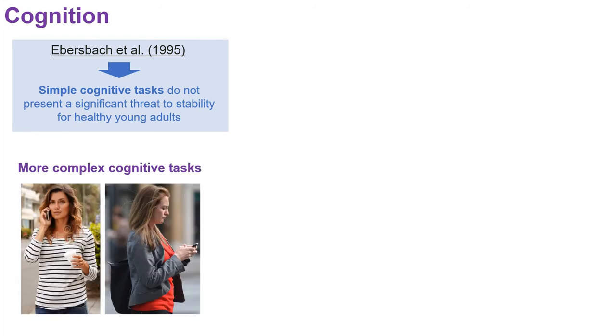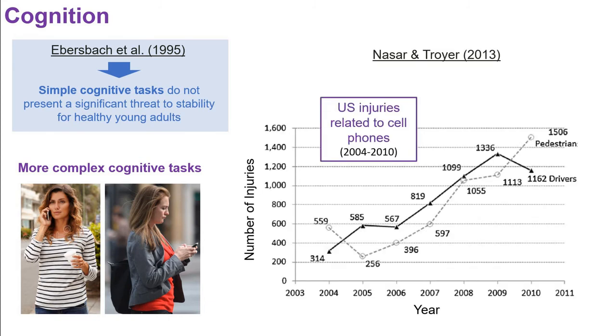But what about more complex and attention-grabbing cognitive tasks like cell phone use? Here we see some data from Nassar and Troyer, showing injuries in the United States that were related to the use of cell phones. The y-axis shows the number of injuries per year, and the x-axis shows each year. We can see that during a period of time where there was a significant increase in cell phone usage, there was an associated increase in both injuries to drivers associated with cell phone usage while driving, and injuries to pedestrians associated with cell phone usage while they were walking.